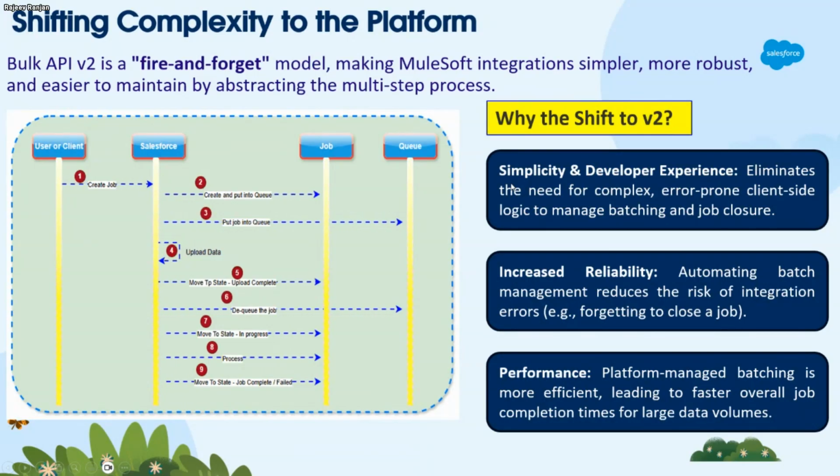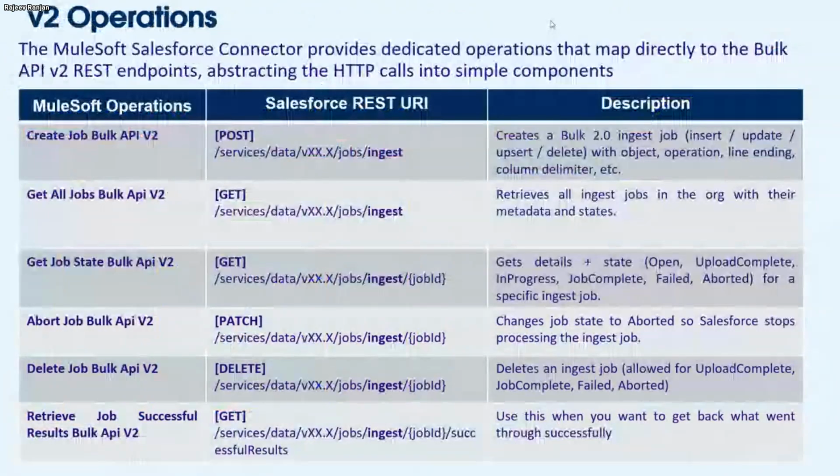It is the simplicity and developer experience, increased reliability, and definitely once we reduce the multiple steps, it is going to enhance the performance as well, because the error handling and multiple steps we are shifting mostly to the platform. Okay. So these are the few V2 operations which are there.